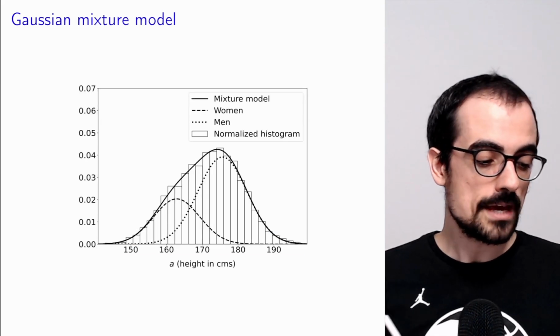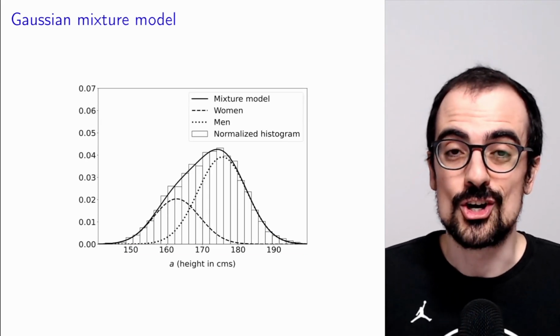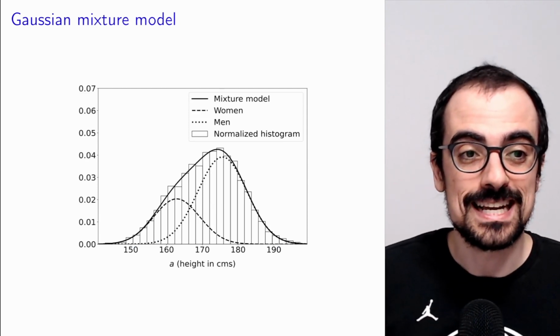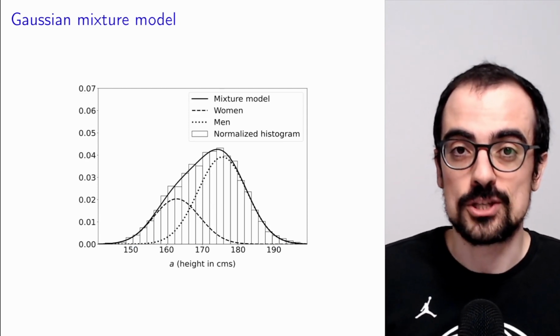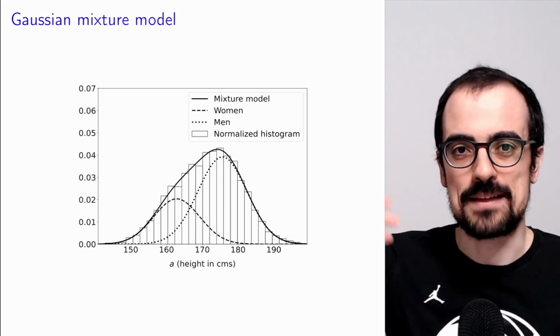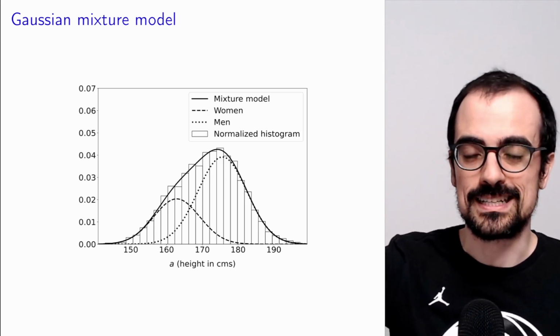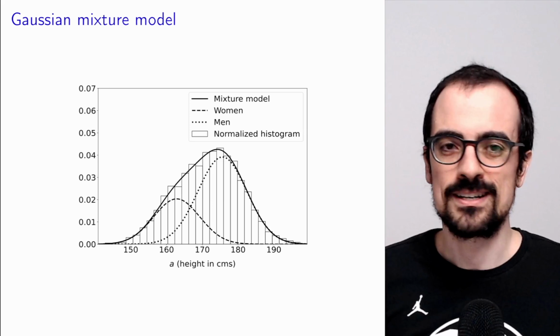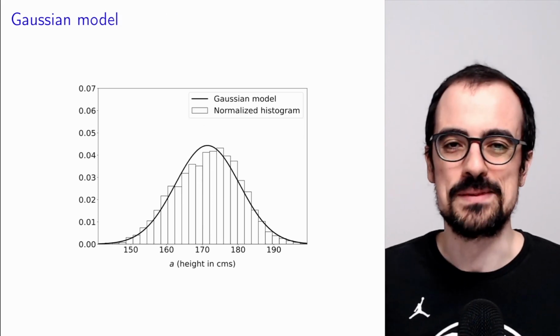So when we put that together, we get a very good model of the height of the whole population, indicating that the assumptions in the Gaussian mixture model are quite reasonable. The sexes can be modeled separately as Gaussian, but when we put them together, they cannot really be modeled as Gaussian.